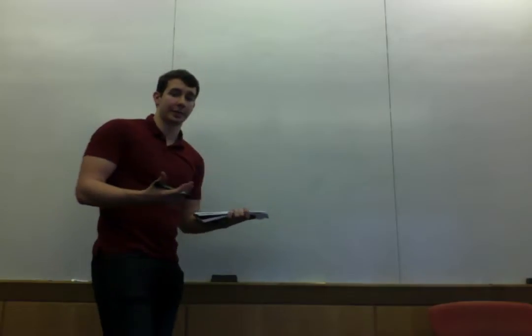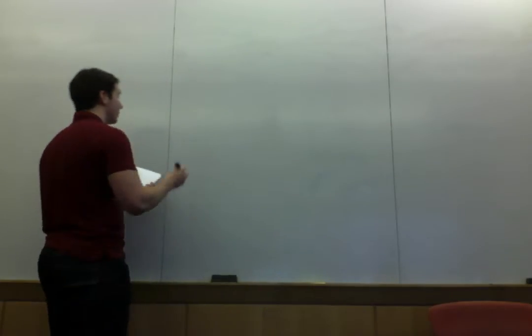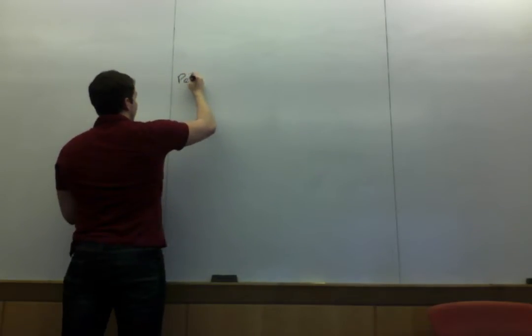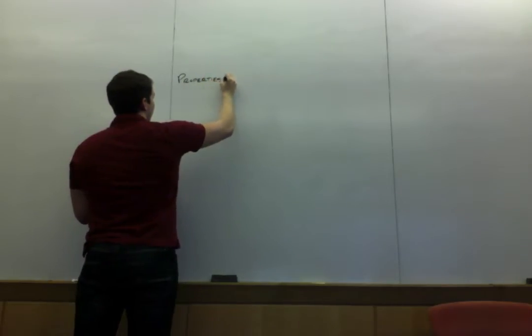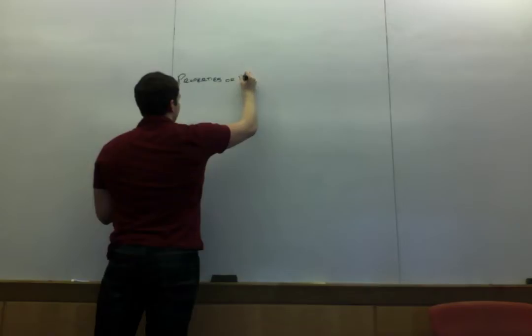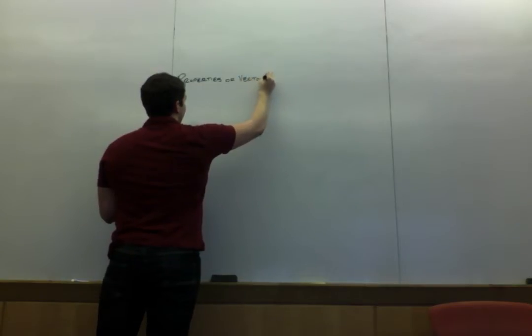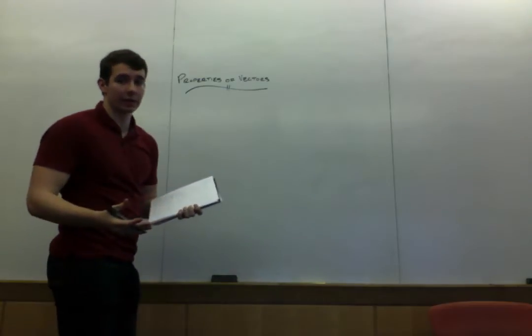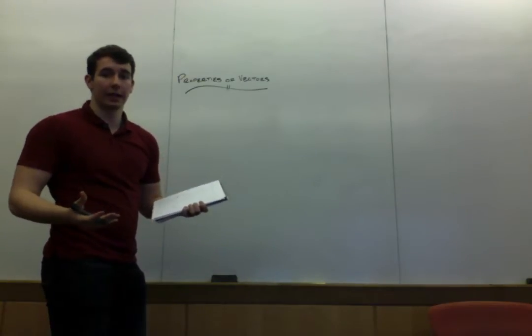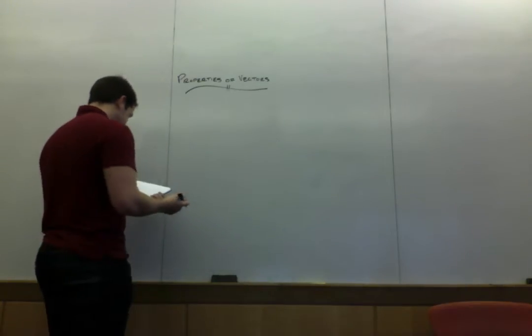Now, like I said, we're going to abstract back a little bit and pull some of the properties of vectors out from the examples that we've done. So, properties of vectors. It's important to memorize these, but you'll find that you memorize them very quickly because you'll be using them frequently in your homework problems.